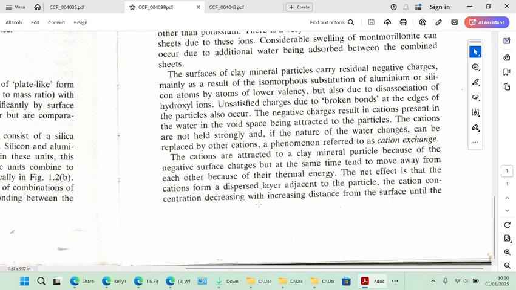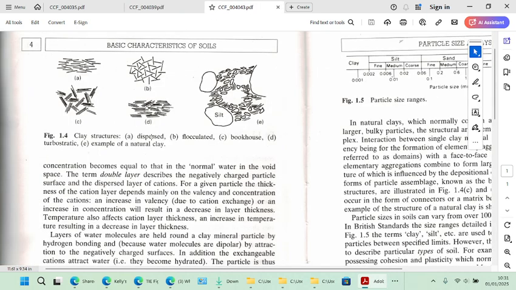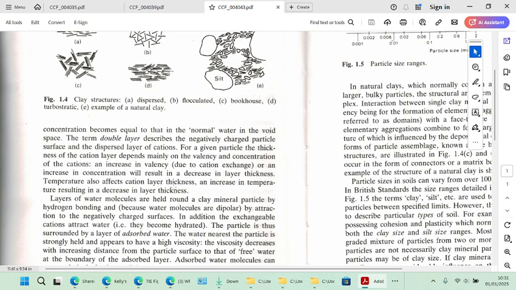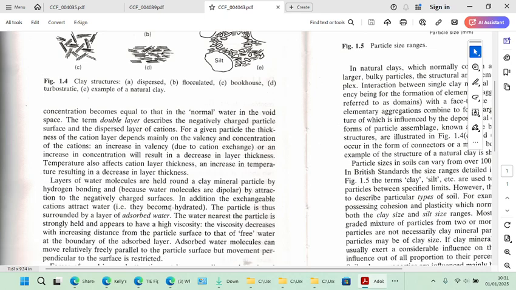The net effect is that the cations form a dispersed layer adjacent to the particle, the cation concentration decreasing with increasing distance from the surface until the concentration becomes equal to the normal water in the void space. The term double layer describes the negatively charged particle surface and the dispersed layer of cations. For a given particle, the thickness of the cation layer depends mainly on the valency and concentration of the cations. An increase in valency due to cation exchange or an increase in concentration will result in a decrease in layer thickness. Temperature also affects cation layer thickness. An increase in temperature results in a decrease in layer thickness.